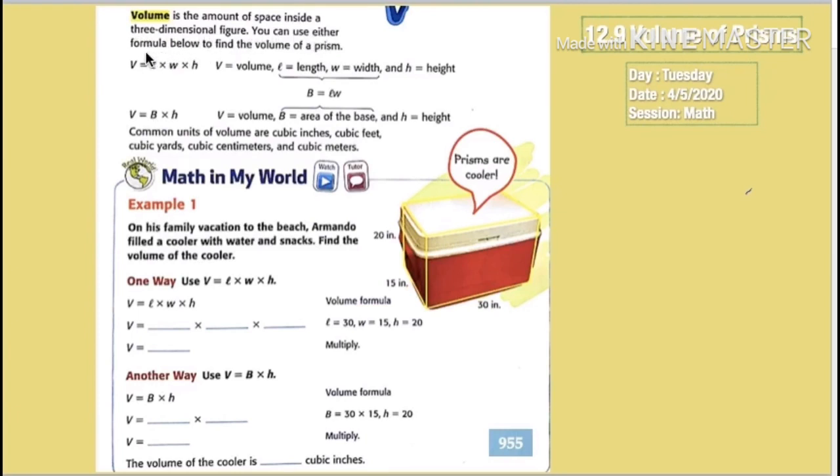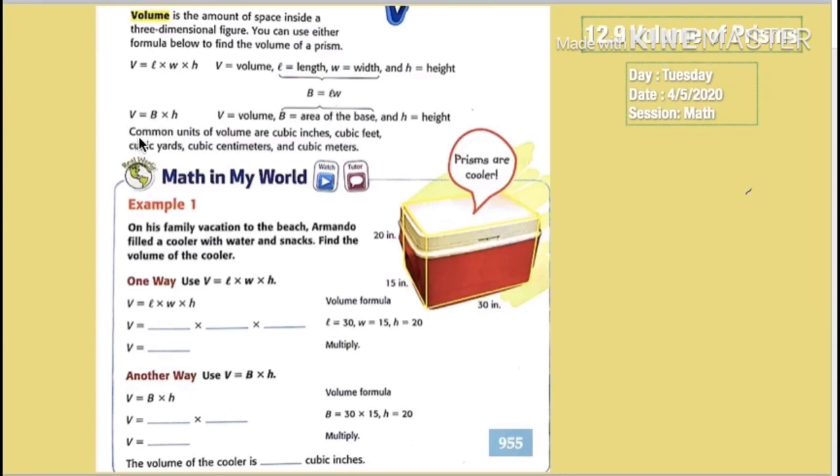You can use either formula below to find the volume of a prism. So we have volume equals length times width times height. You can use this formula or you can use this formula, which is volume equals base times height. And you are probably thinking, well, what is the base? The base is the length times the width. So pretty much you are following the exact same steps, using the exact same numbers. The formula just looks a little bit different.